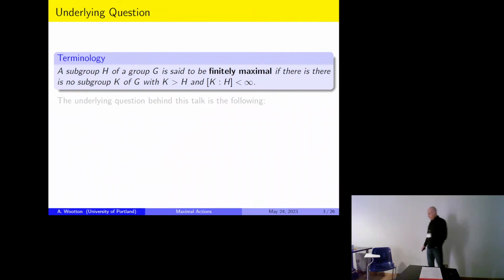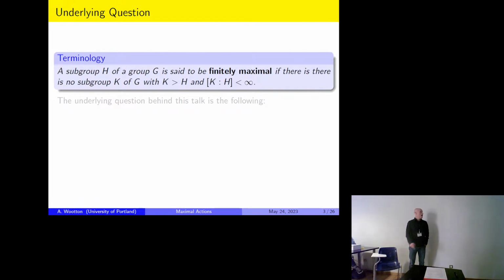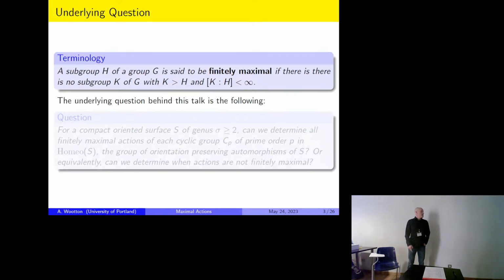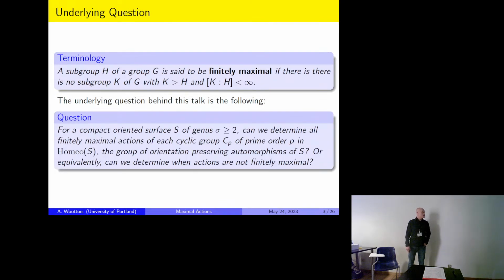So before I talk about the main goal, just some terminology. I don't know if this is standard terminology or not. I'm going to say a subgroup H of a group G is finitely maximal if there's no supergroup that contains it with finite index.